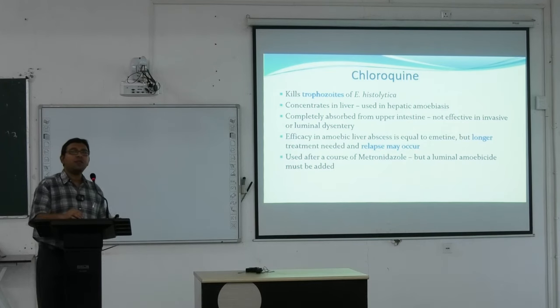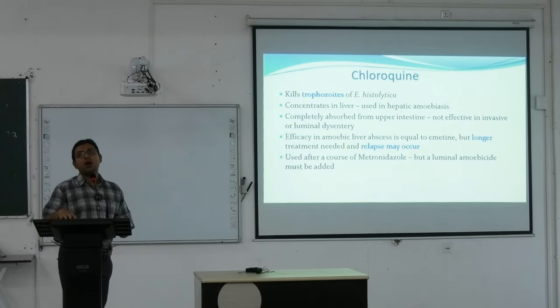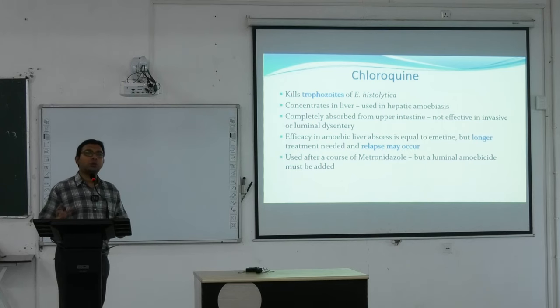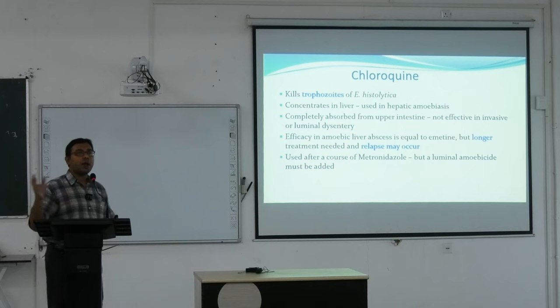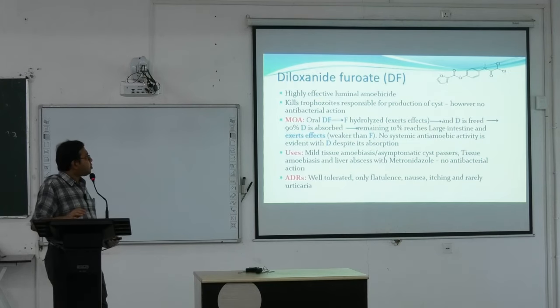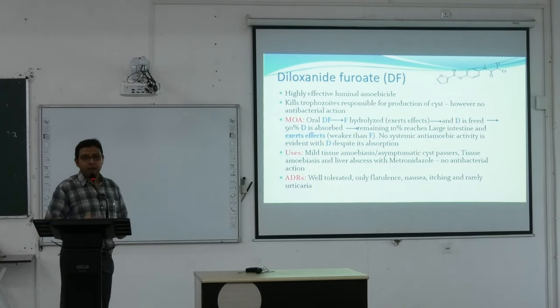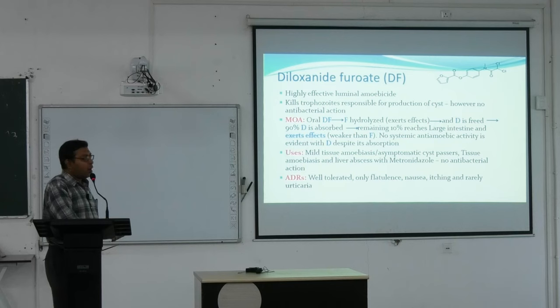So when there is infestation of the amoeba within the liver or any of the organs, we have to use all of these agents. We have to start with the metronidazole, which is the mainstay of the drug, and we have to add some other luminal amebicide and chloroquine. Diloxanide furoate is the most commonly used luminal amebicide. Diloxanide furoate, it is a highly effective luminal amebicide.